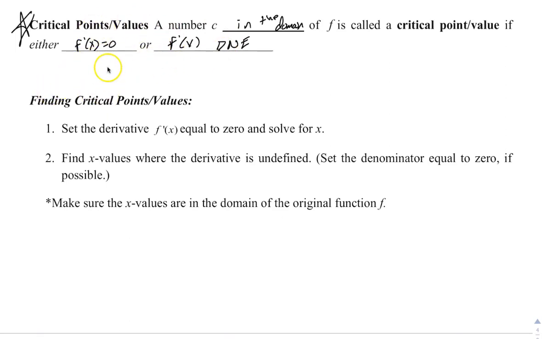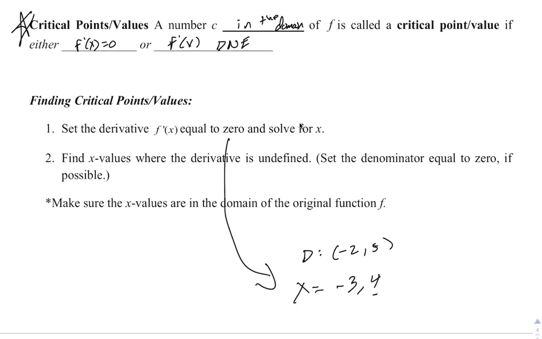If you want to find a critical point where f prime of x equals 0, you set the derivative equal to 0 and solve for x. It's very straightforward. If you want to find where it does not exist, find the x value where the derivative is undefined. Most of the time, set the denominator equal to 0, if possible. One thing you want to check is to make sure your x values are in the domain. Let's say my domain is -2 to 5, and when I solve for x, I get x equals -3 and 4. Well, 4 is in the domain, between -2 and 5, but -3 is not. -3 is too low. So make sure your x values are in the domain of the original function.